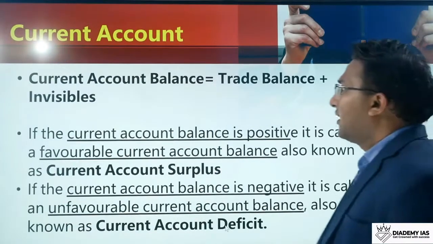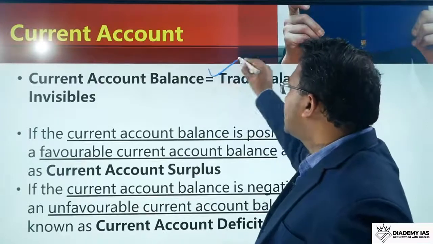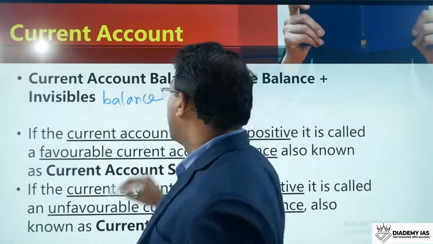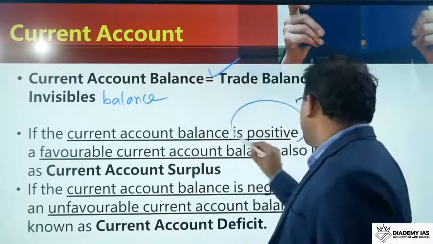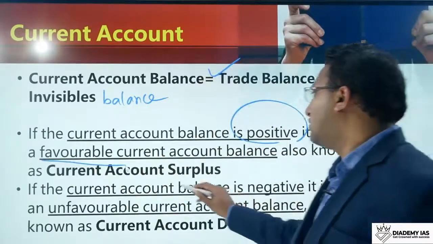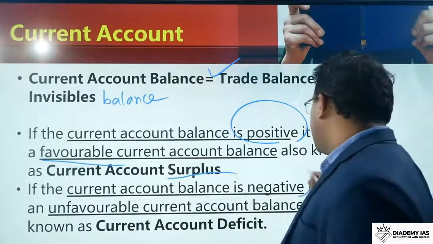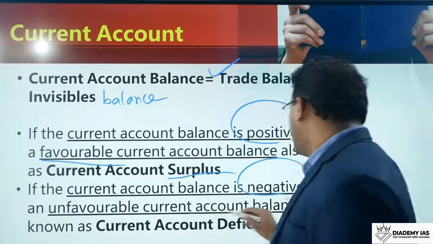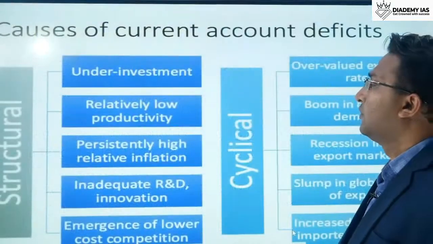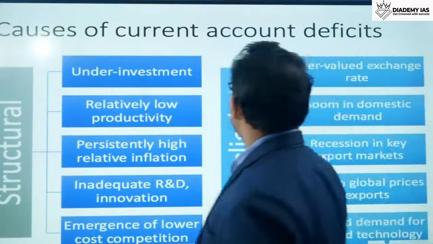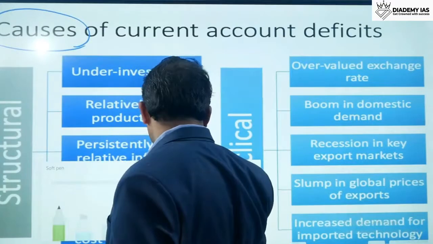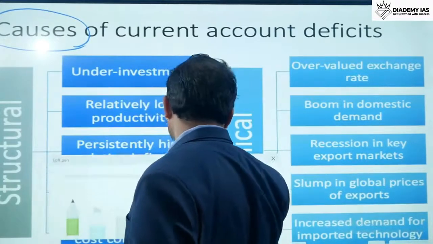Now, current account balance is equal to trade balance plus invisibles balance. If the current account balance is positive, it is called favorable current account balance, also known as current account surplus. If the current account balance is negative, it is called unfavorable current account balance, also known as current account deficit. Now, what are the causes of current account deficit? Please listen to this discussion very, very carefully, because this part has not been covered so far.